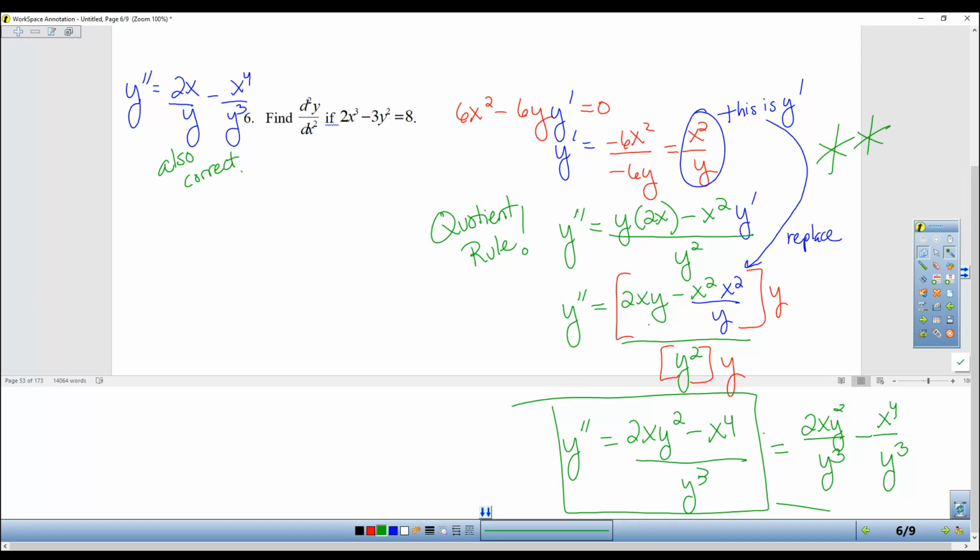What is the domain of this function? Be careful. Y cannot be equal to 0. Okay, so domain just means any restrictions that there's going to be. And you can't have y be 0.